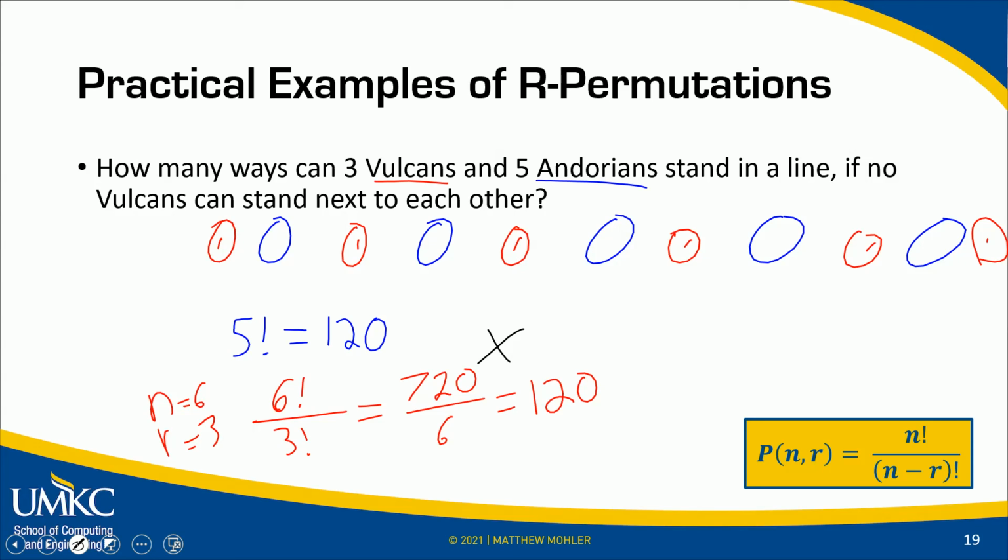And so what we can find is that the total number of ways that 3 Vulcans and 5 Andorians can stand in a line, if no Vulcans are standing next to each other, is 120 times 120, which is equal to 14,400.